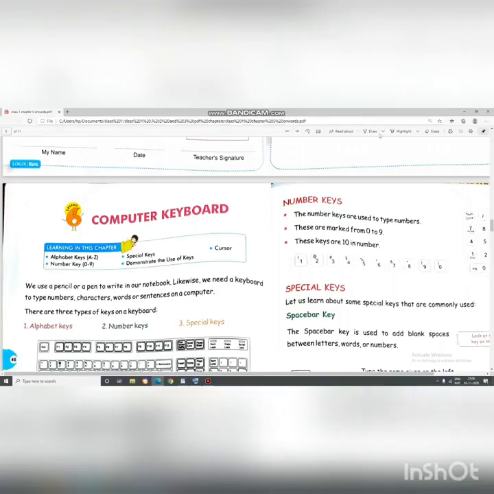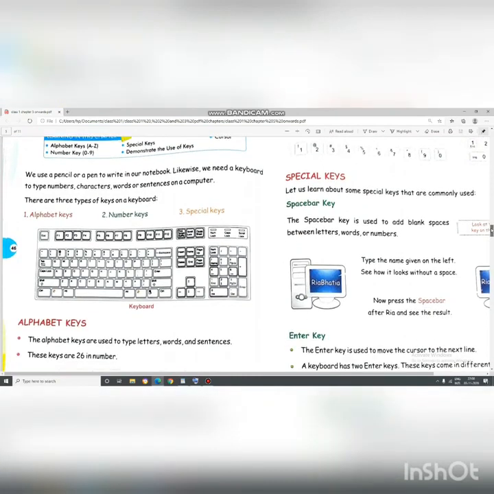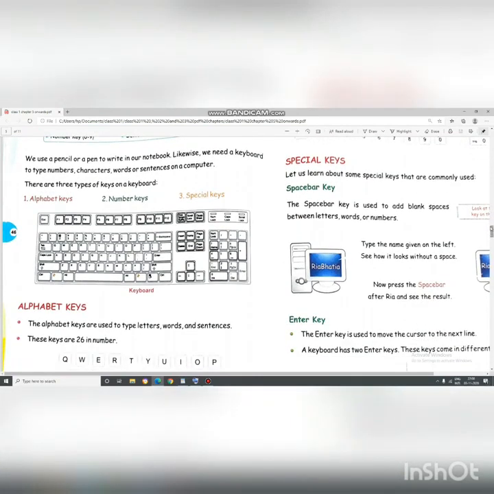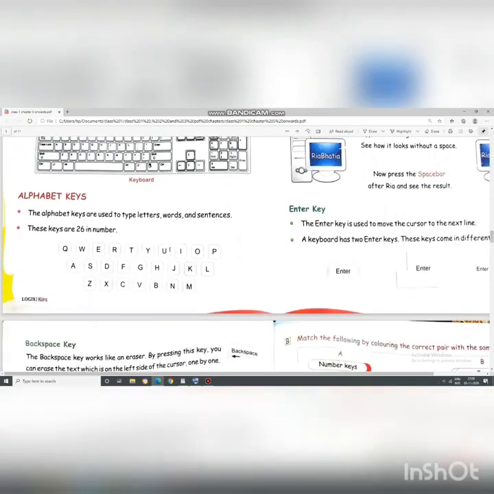Children, today we will be continuing chapter 6, Computer Keyboard. In the last class, we discussed the alphabet keys. Let's revise what we had done in the previous class first of all. There are three types of keys on a keyboard: alphabet keys, number keys, special keys. Now this is a picture of a keyboard. Everyone must have opened their laptop or a desktop and must be using a keyboard, right? So let's revise what we had done in the previous class.